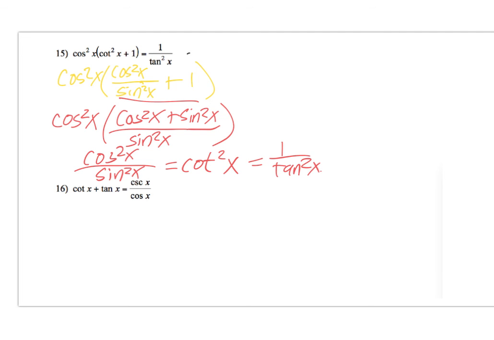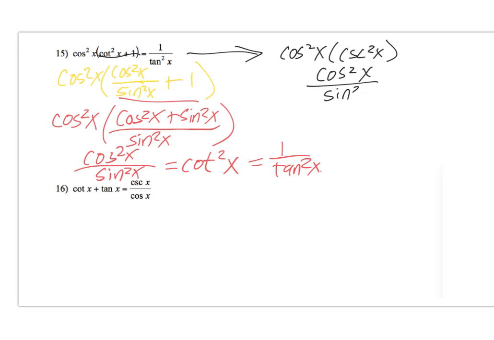The other thing that I was thinking about would be to rewrite this as cosine squared x, and that's going to be cosecant squared x for the cotangent squared plus 1. That would be the same as cosine squared x over sine squared x, which is cotangent squared x, which is the same thing as 1 over tangent squared x. Either way, you end up doing the same types of things. Both are totally fine as a way to approach that.